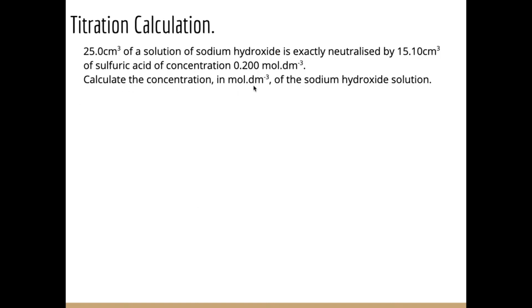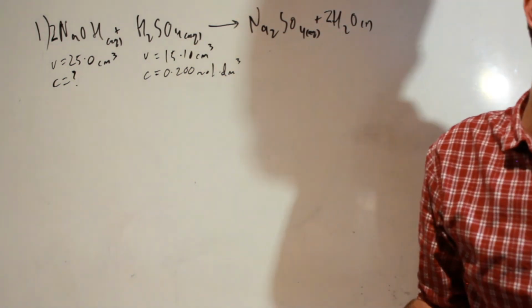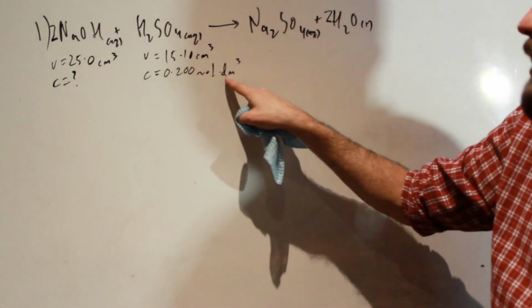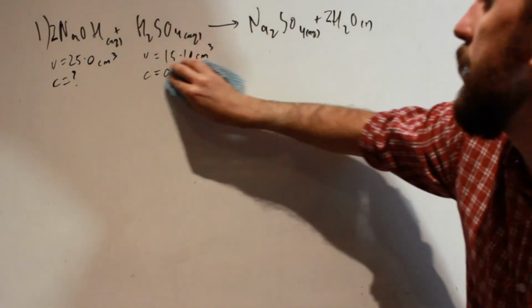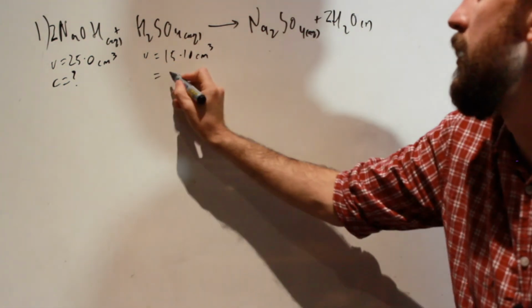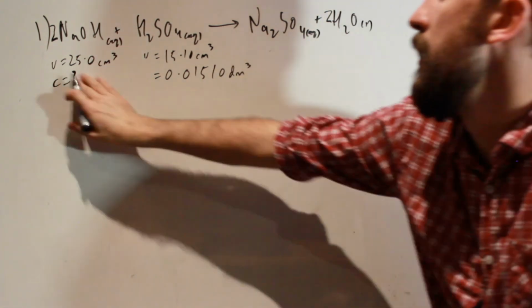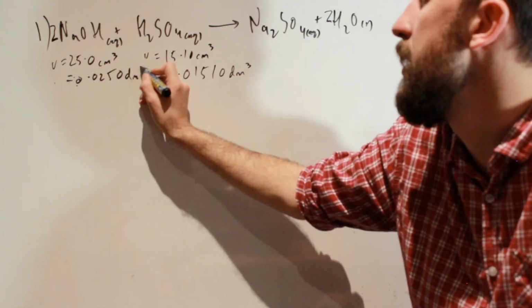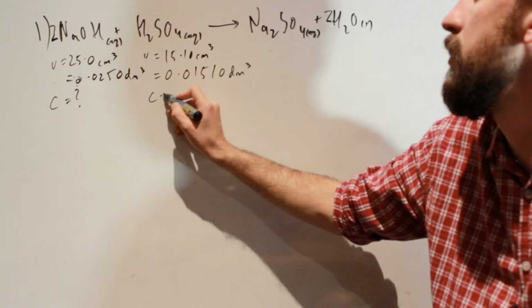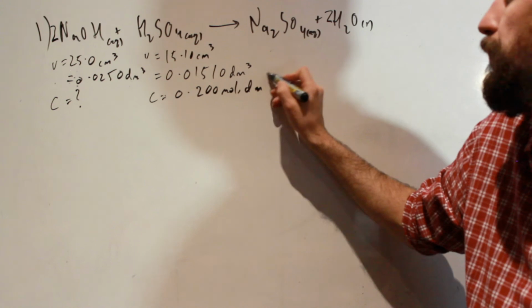So it's asking us to calculate the concentration in moles per decimeter cubed of the sodium hydroxide solution. One thing we haven't talked about yet is making sure that our units are the correct units for our calculations. Our concentration needs to be in decimeters cubed, but our volumes are in centimeters cubed. So the very first thing we want to do is convert these volumes. So this will be 0.01510 decimeters cubed. This one will be 0.0250 decimeters cubed. Concentration was unknown. Concentration was equal to 0.200 moles per decimeter cubed.